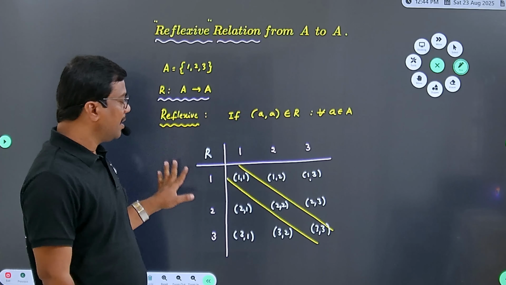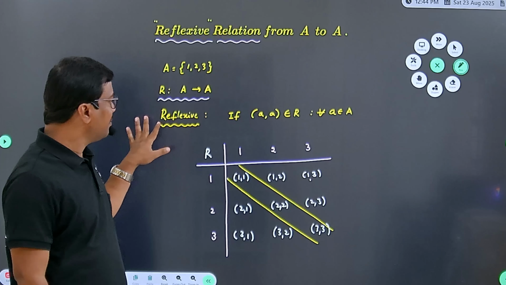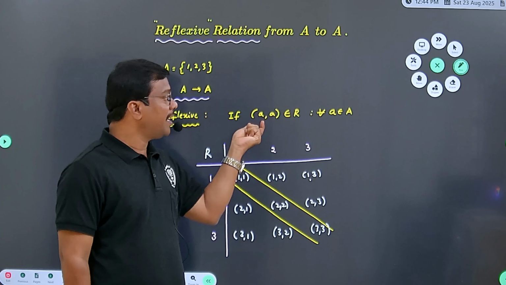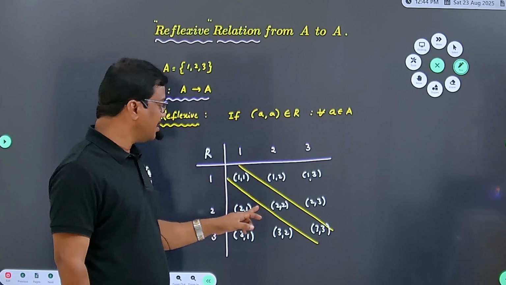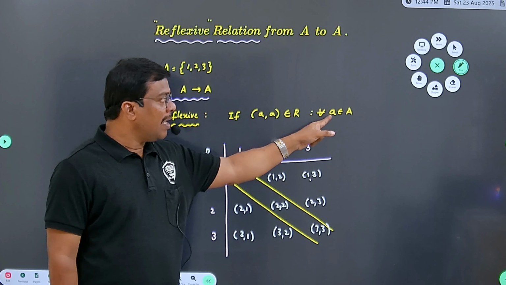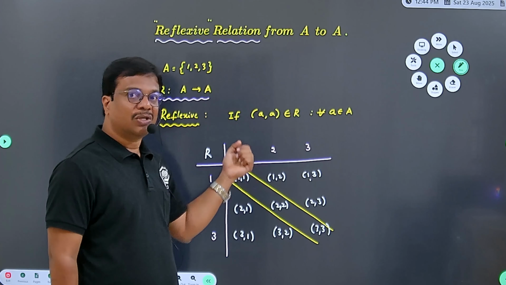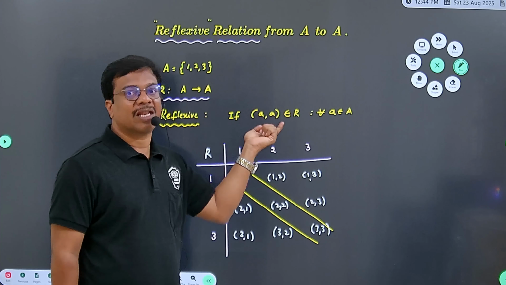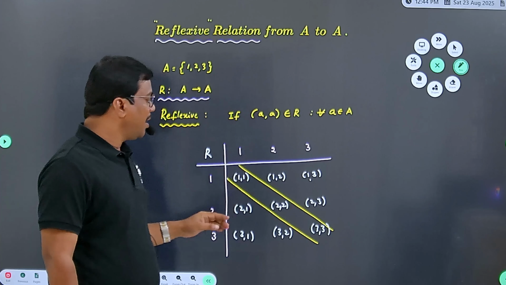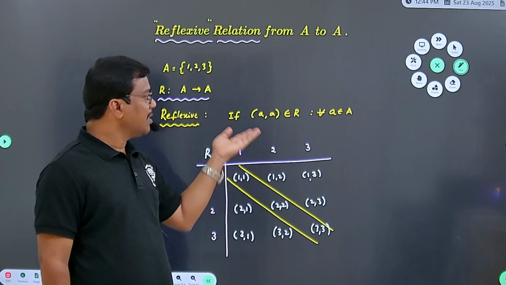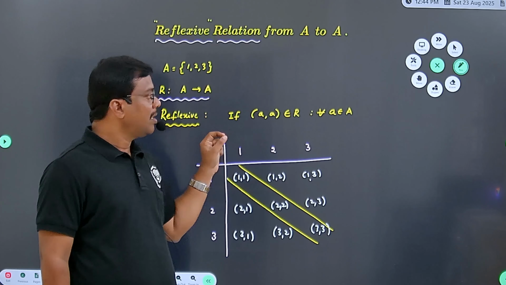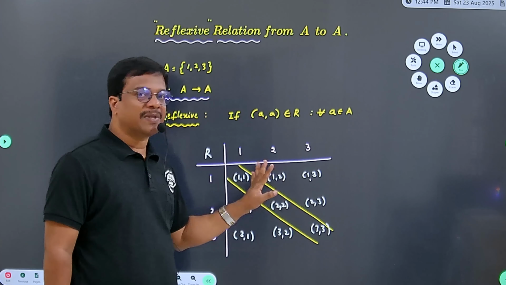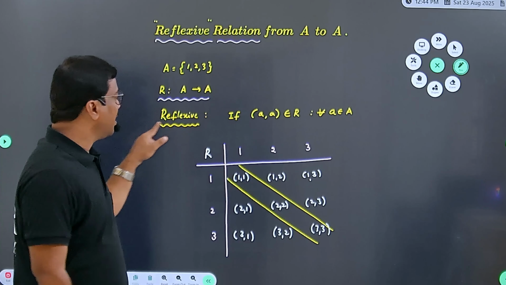Here is the definition: a relation is said to be reflexive if it must contain the ordered pair (a, a) for all a belongs to A. That is, for 1, 2, 3, there must be the ordered pairs (1, 1), (2, 2), (3, 3). That is a must. And what about the non-diagonals? There is no condition for non-diagonals. They may be present or may not be present in the relation. If all three diagonals are present, then we can say that the relation is reflexive.